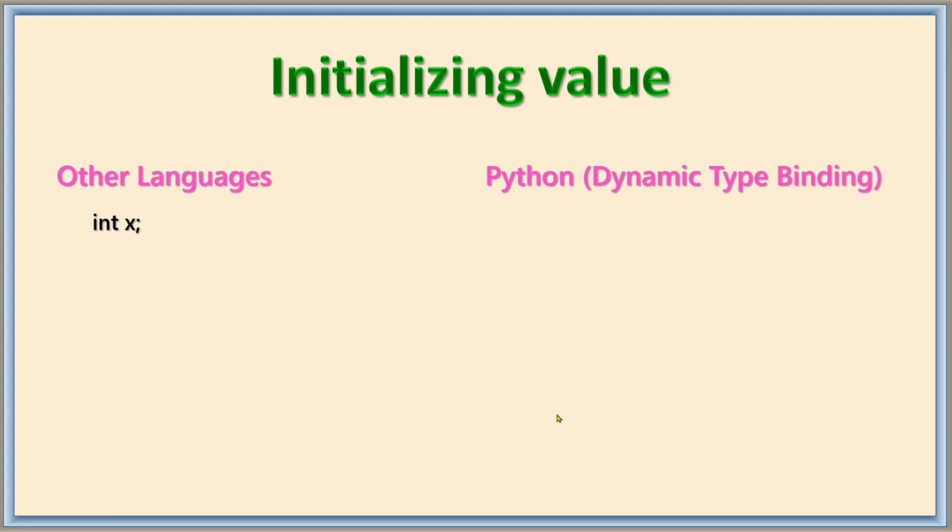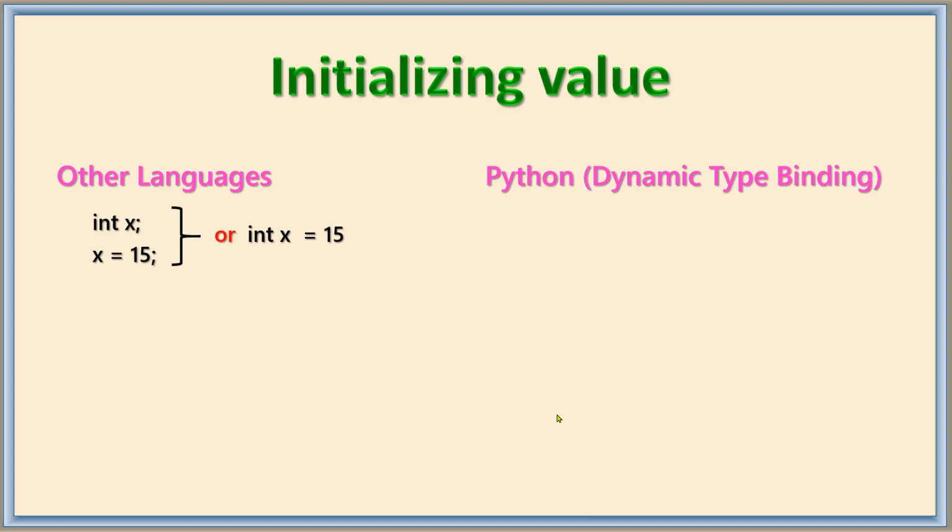See here, int x is given. x is the variable, and int says it is integer type. This is the declaration. Then when we need to assign a value, we give the value using the assignment operator, that is x equal to 15. This can also be done like int x is equal to 15, directly declaring and also initializing it.